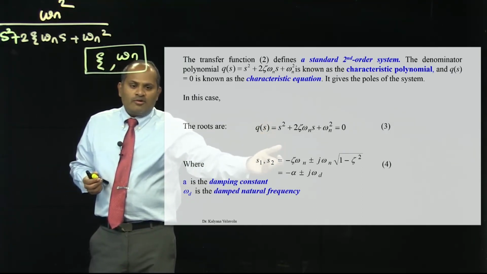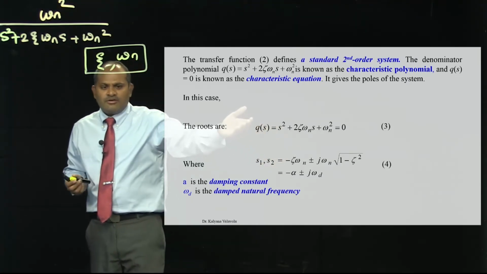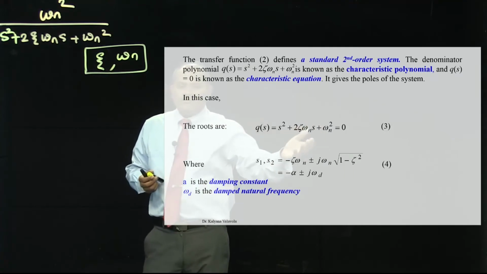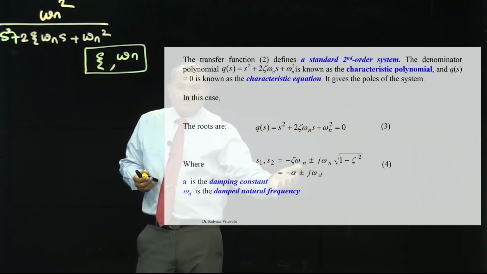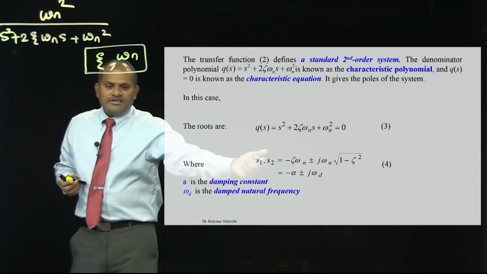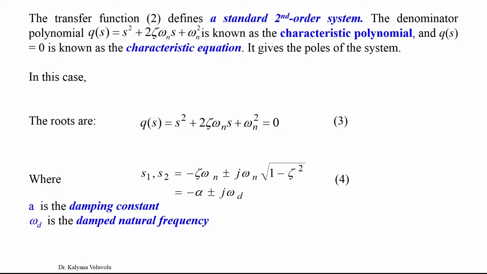So, from the second order system you can easily find the roots. We can use minus b plus or minus root of b square minus 4ac by 2a. Solve the second order equation, we will get the two roots. These two roots are minus eta omega n plus or minus j omega n into root of 1 minus eta square. So, if you are looking at these two roots, here what we call alpha is called the damping constant, omega d is called damped natural frequency.